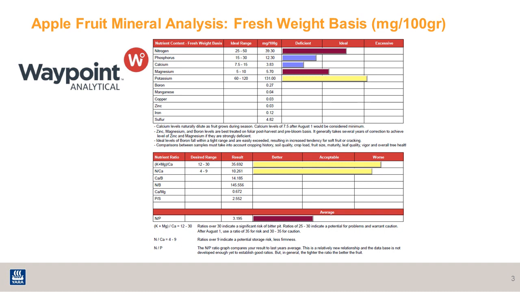Let's first talk about apple fruit analysis. It is very important that you send the apples to the lab and make sure that you get the fresh weight basis mineral analysis, which would produce the numbers in milligrams per 100 grams of fresh weight. I use a lab called Waypoint Analytical. I sent my fruit there and they would produce this nice little report, usually about 5 to 7 days after I sent them in. I would get these numbers. You get all the nutrients in the fruit as well as some of the critical ratios that are in the fruit.